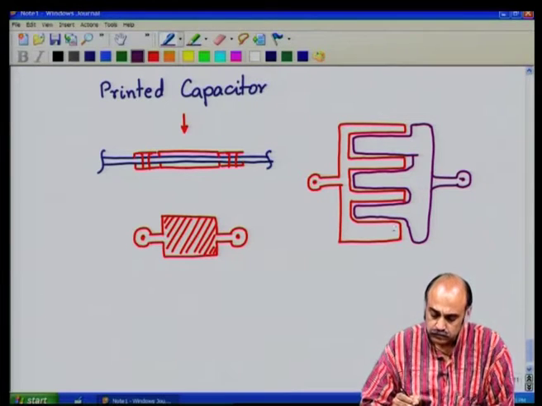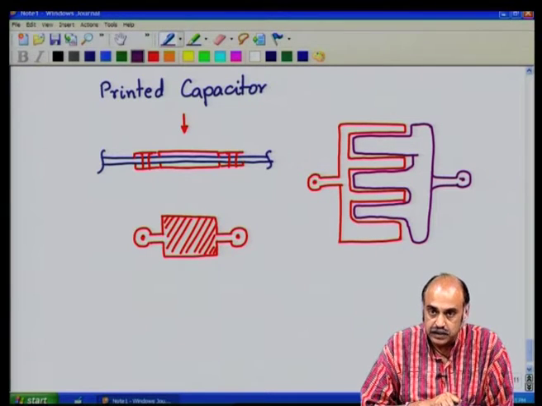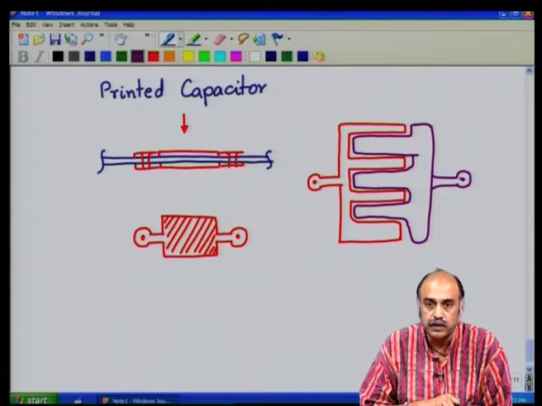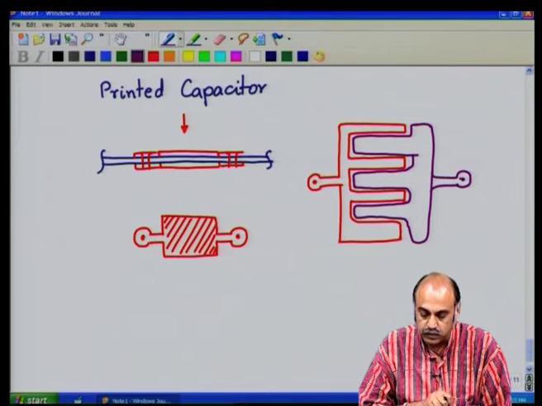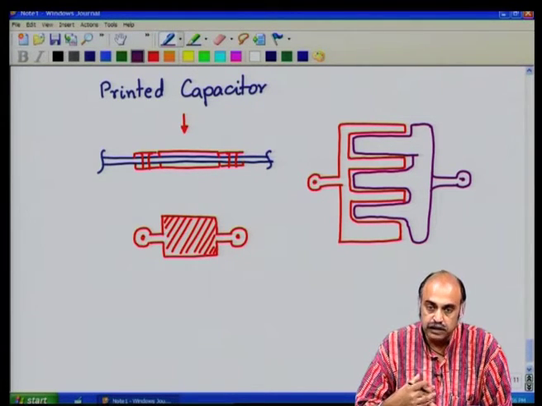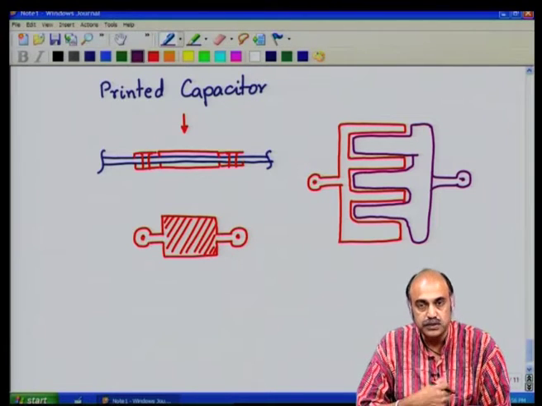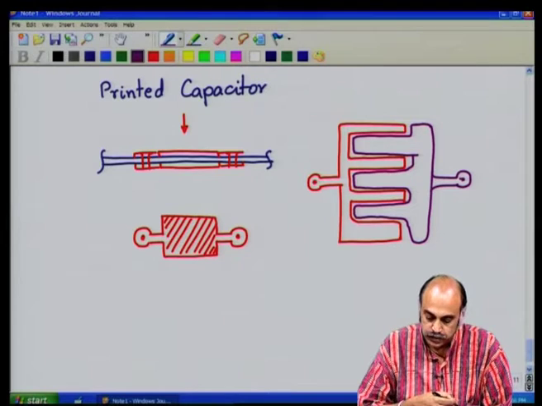So, one can print something like this, and then probably measure the capacitance and make charts out of it for a meter length, or for the length of the combs or the width of the comb, the distance between the comb teeth. The developer of the printed wiring board should start making charts that will aid him in future boards.